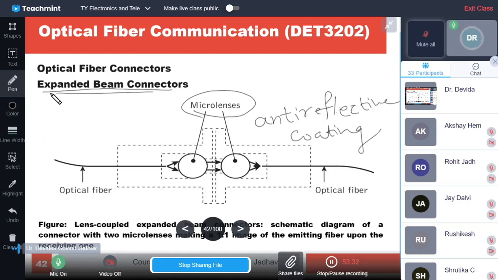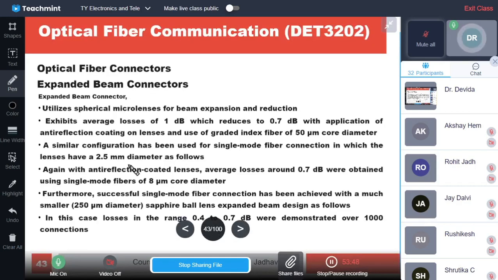So this is the expanded beam connector, one of the expanded beam connectors. This is a lens coupled expanded beam connector, a schematic diagram of a connector with two micro lenses making a 1:1 image of the emitting fiber upon the receiving one. So expanded beam connectors utilize spherical micro lenses for beam expansion and reduction.